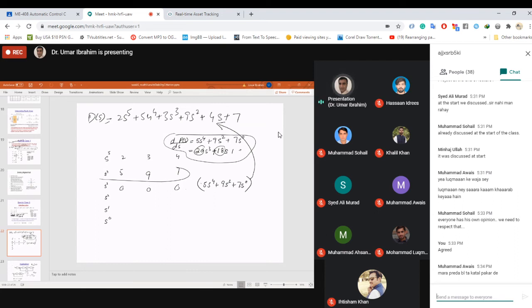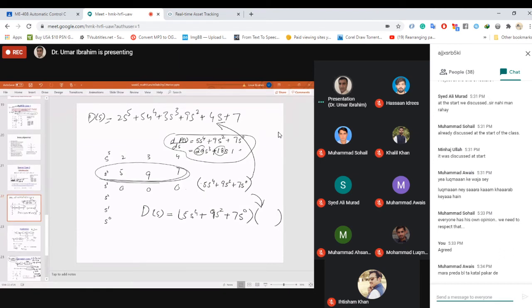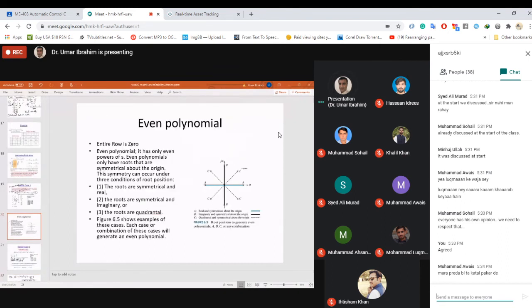This means that this polynomial, d of s, can be written as 5s^4 plus 9s squared plus 7s^0 multiplied by some other remaining factor. Do you understand this? Yes, sir. Now, if you have that, it means that you have an even polynomial factor, and there are implications for that, which are here.